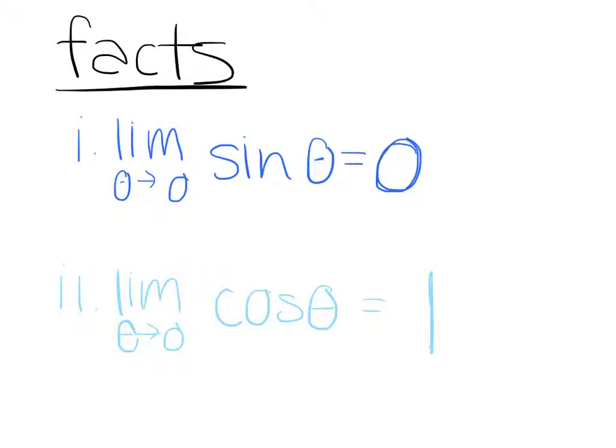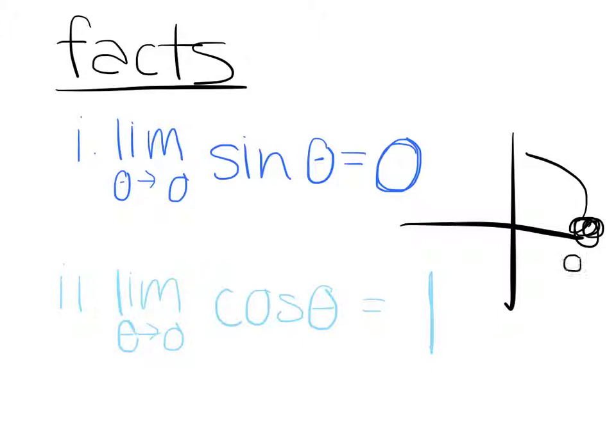You must memorize that the limit as theta approaches 0 of sine theta is 0, and the limit as theta approaches 0 of cosine theta is 1, which makes sense if you think about the graph of the circle in which at this point 0, sine is 0, and cosine is 1.